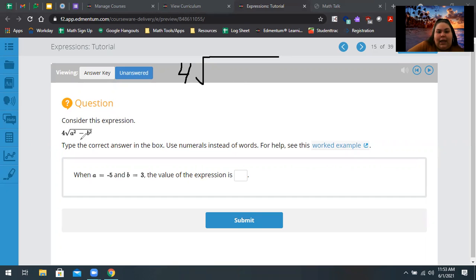times square root. I have my first variable there, which is a. I'm going to put parentheses for my a, and don't forget the 2, the squared. A is -5, so we're going to go ahead and put -5 right here. There's our minus. Now, again, we have our second variable here, which is b. I'm going to put parentheses squared, like b squared, but our b is going to be replaced with 3.